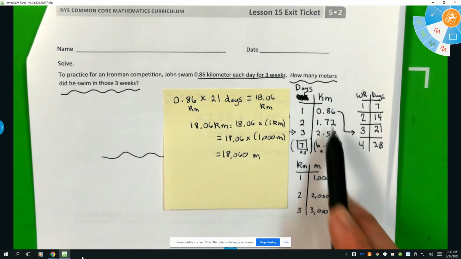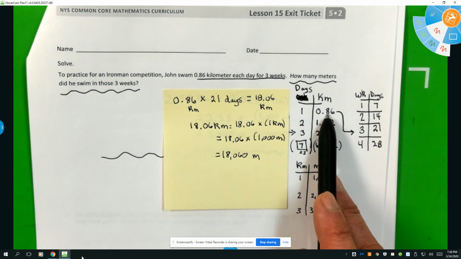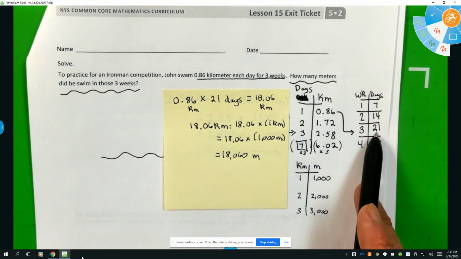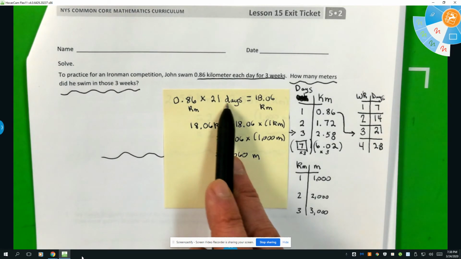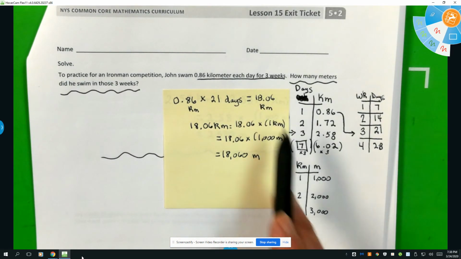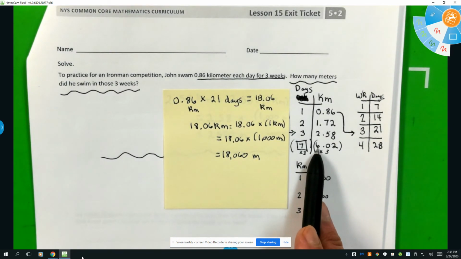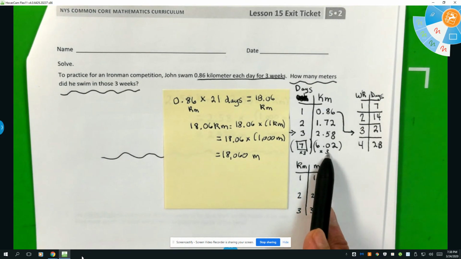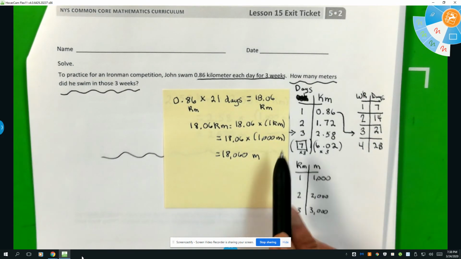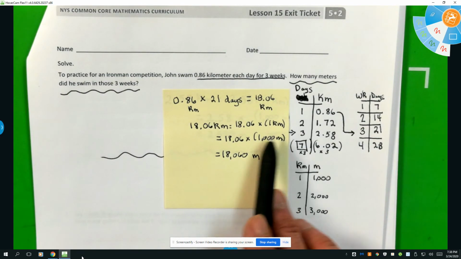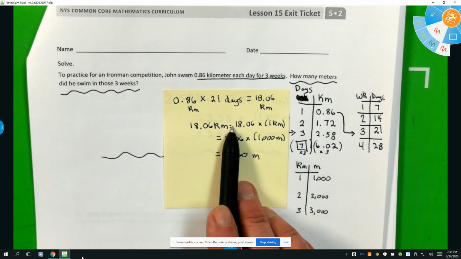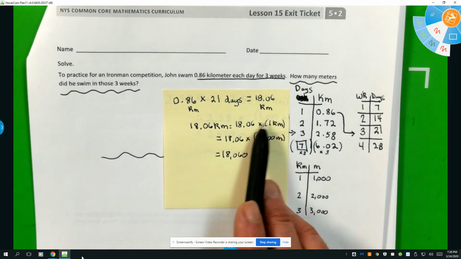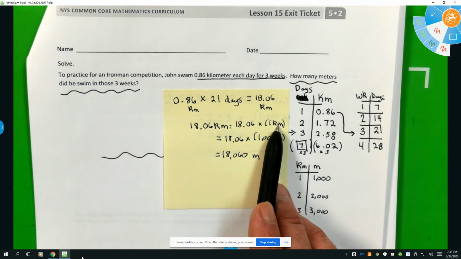So we're going to take that 86 hundredths of a kilometer, multiply it by 21 because that's how many days are in 3 weeks. And what we're going to get is 18,600 kilometers, which would be the same as saying 6,200 times 3, 18,600. Now I've just got to simply turn this into meters. So I'm going to take 18,600 kilometers equals itself times, in parentheses, 1 kilometer.